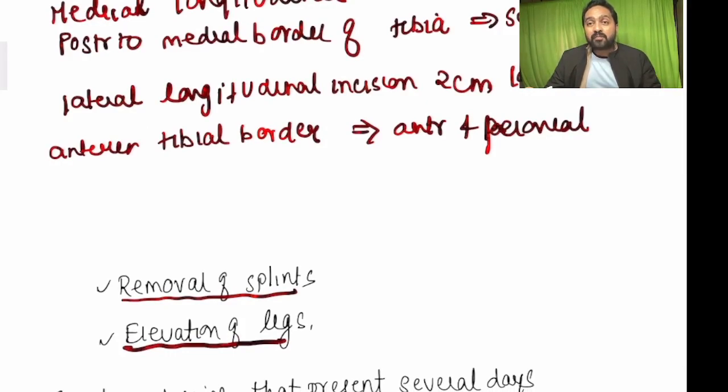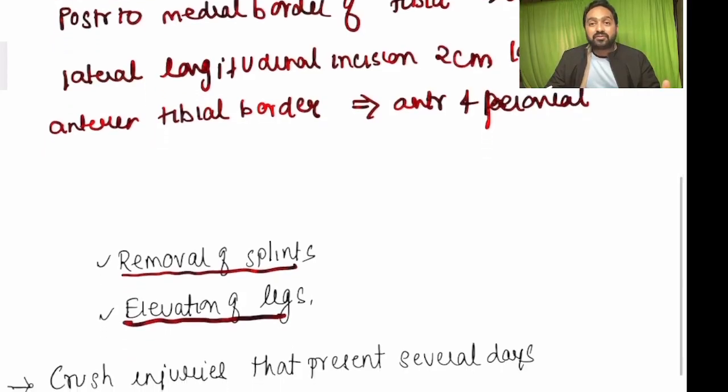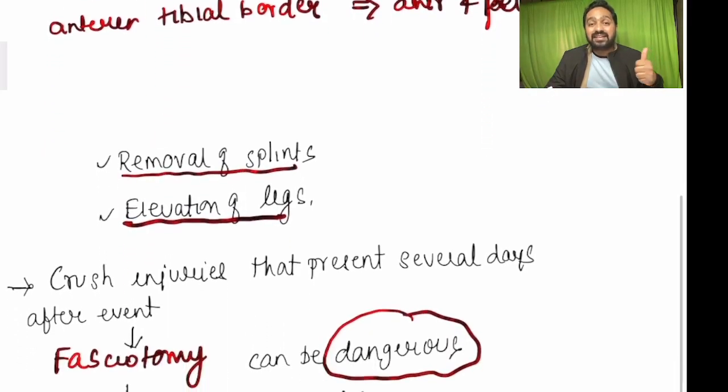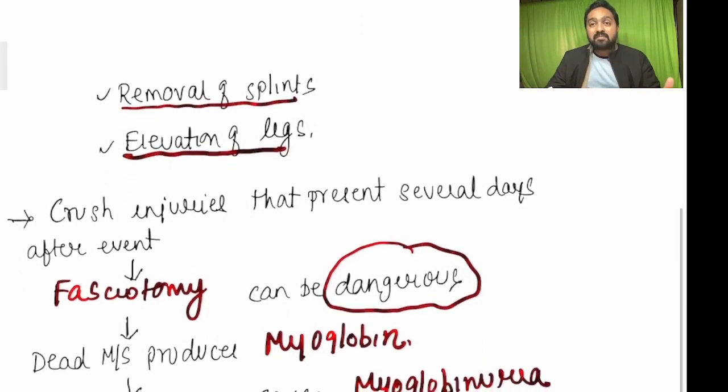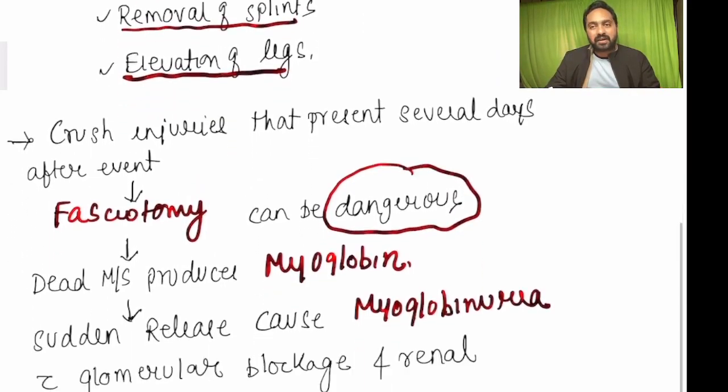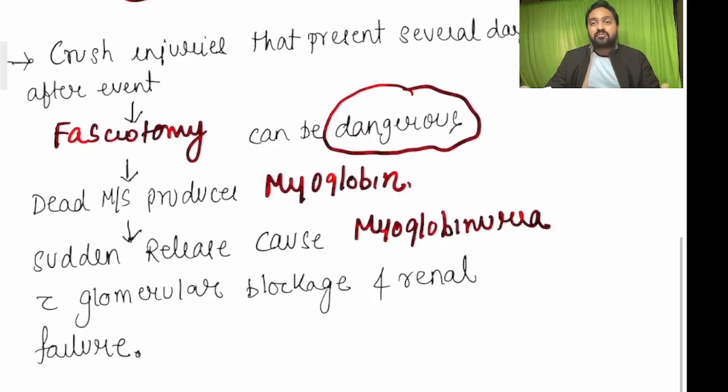And another important point to remember is that fasciotomy is not always helpful. It is dangerous, specifically with injuries that present late. Why? Because of the risk of myoglobinuria. Right. So if you follow this sequence, no matter what clinical scenario is given to you, you shall be able to solve your questions of compartment syndrome. Along with this, now we would discuss another very small topic, which is your crush syndrome.